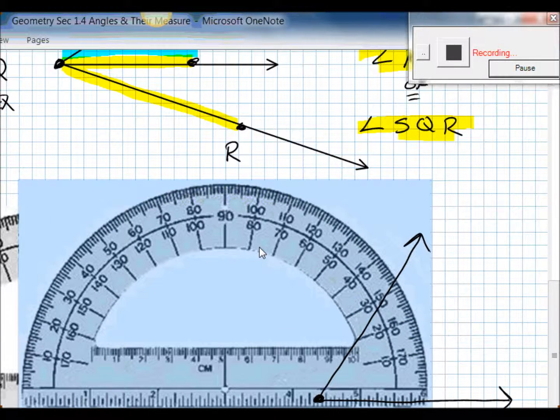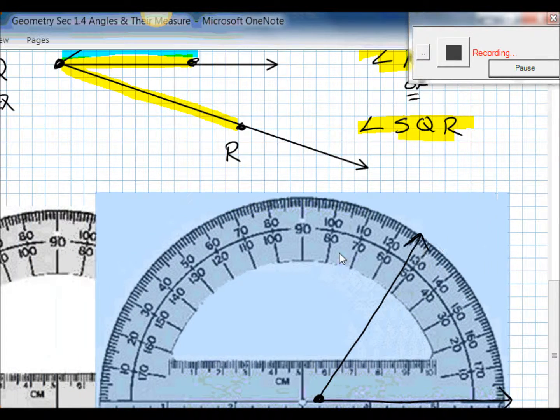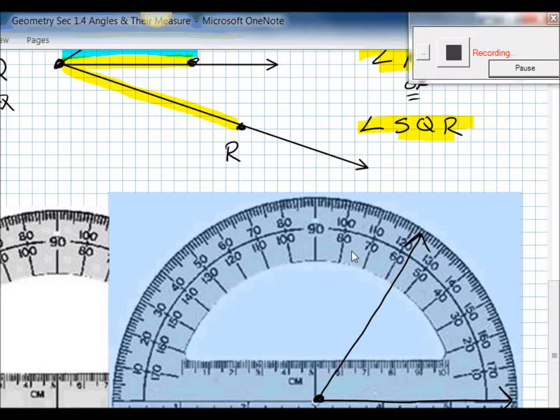See this little center right down here? These don't have holes. Oh, okay, we'll just put it in the center. Yeah, some don't have holes. Right at the center. So you want to line that one up parallel with the bottom side. And then you want to read off the angle that is swept out.